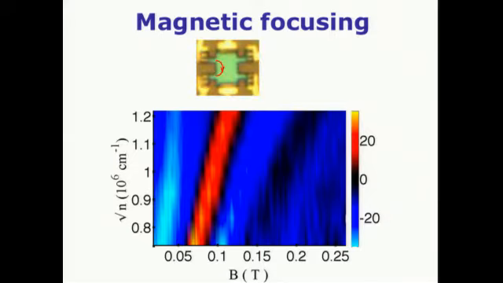It is shown here in a cartoon. You have electrons going directly from top to bottom. That's the first magnetic focusing peak. And you have electrons bouncing off halfway between the contacts and reaching the drain. So that's the second magnetic focusing peak.